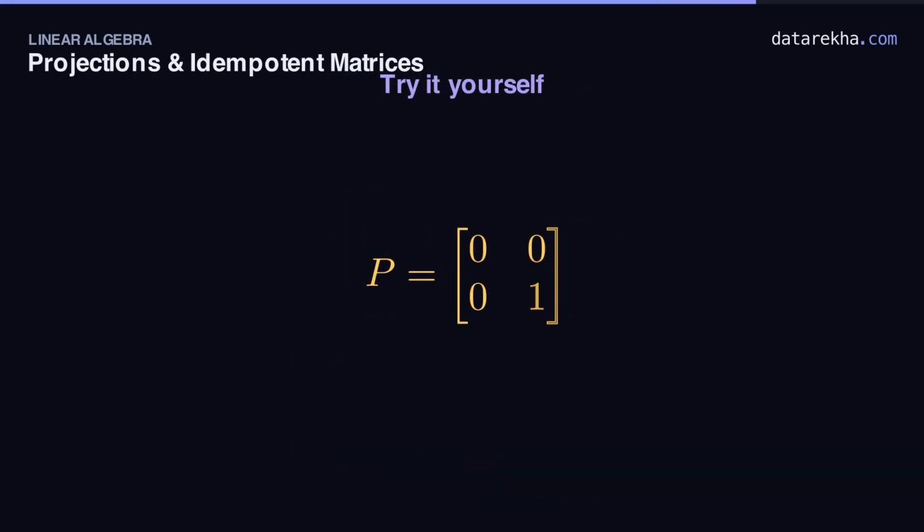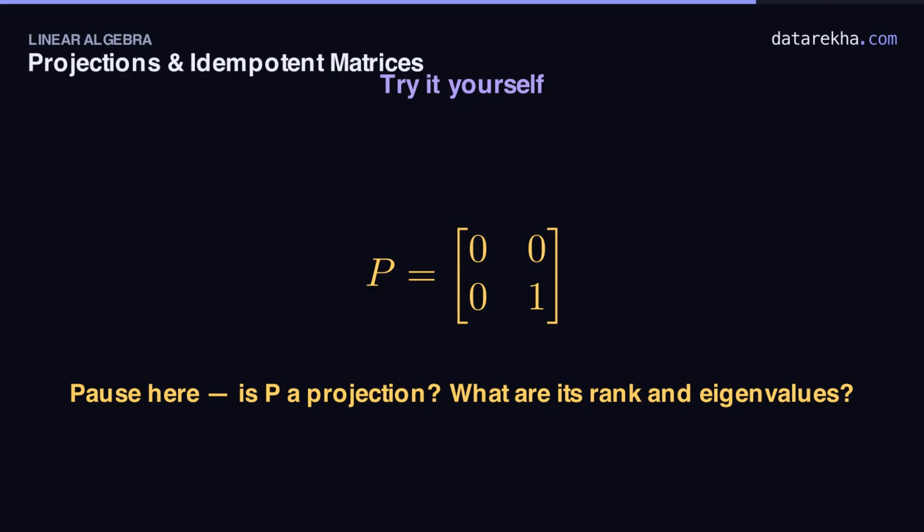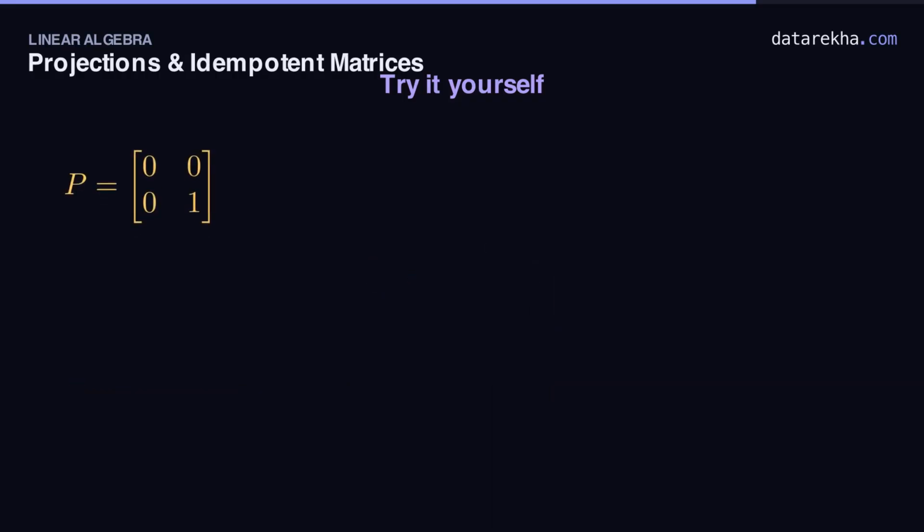Your turn. Here is a matrix P, 0, 0, 0, 1. Pause the video now and answer 3 things. Is it a projection? What is its rank? And what are its eigenvalues? I'll wait. Here's the walkthrough.